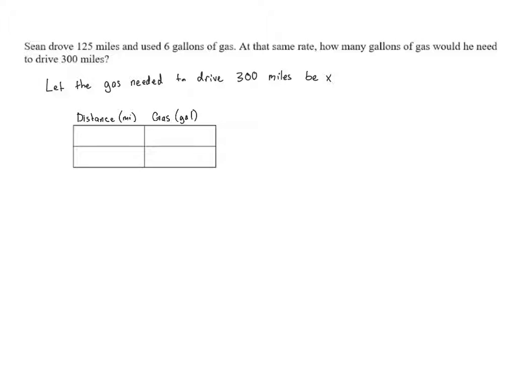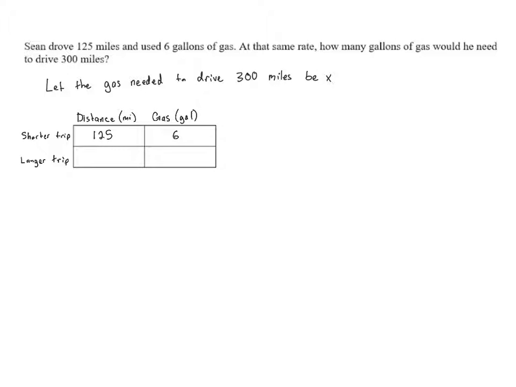And we're given information about 2 different trips. There's the shorter trip, that's 125 miles, and then a longer trip that is 300 miles. So that's how I'm going to label the 2 rows, the shorter trip and the longer trip. And then let's fill in the information. For the shorter trip, we're told that he drove 125 miles and used 6 gallons of gas.